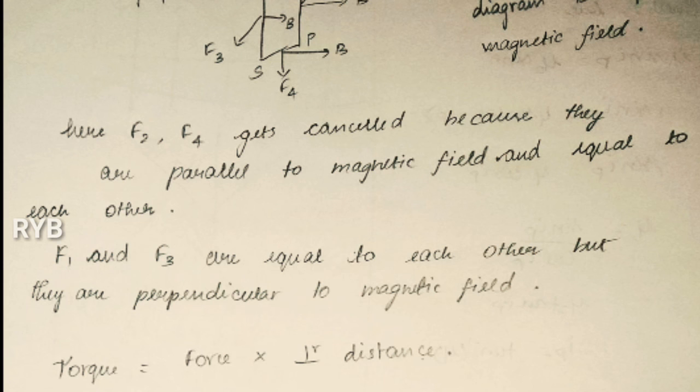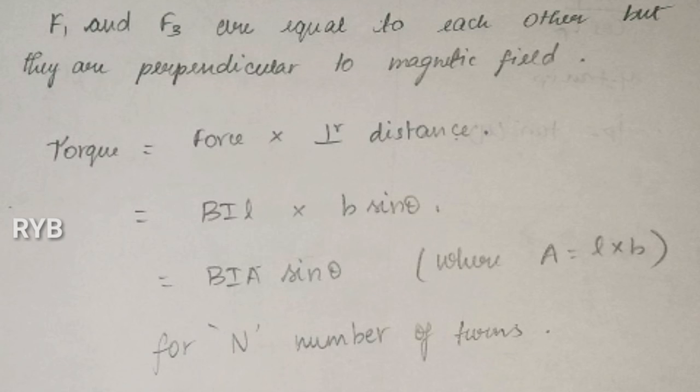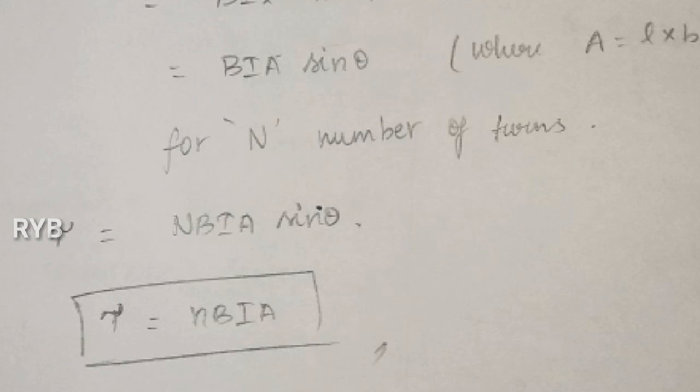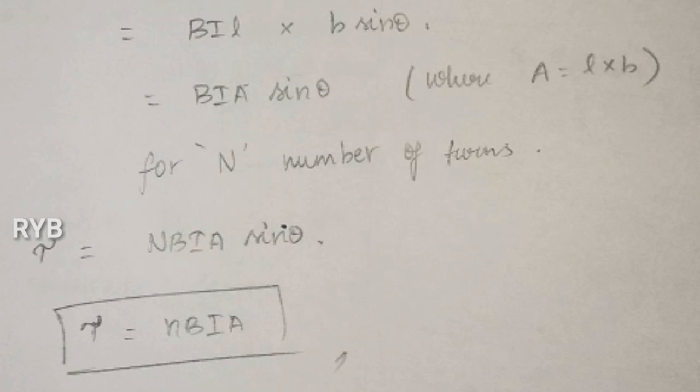The torque is force into perpendicular distance. Already we derived the force on a conductor as BIL, and the perpendicular distance is b sin theta. Now we can multiply L and b to get the area, therefore BIA sin theta. If n number of turns are there in the coil, then the torque will be NBIA sin theta. When theta equals 90 degrees, the maximum torque will be produced. Hence, torque equals NBIA.